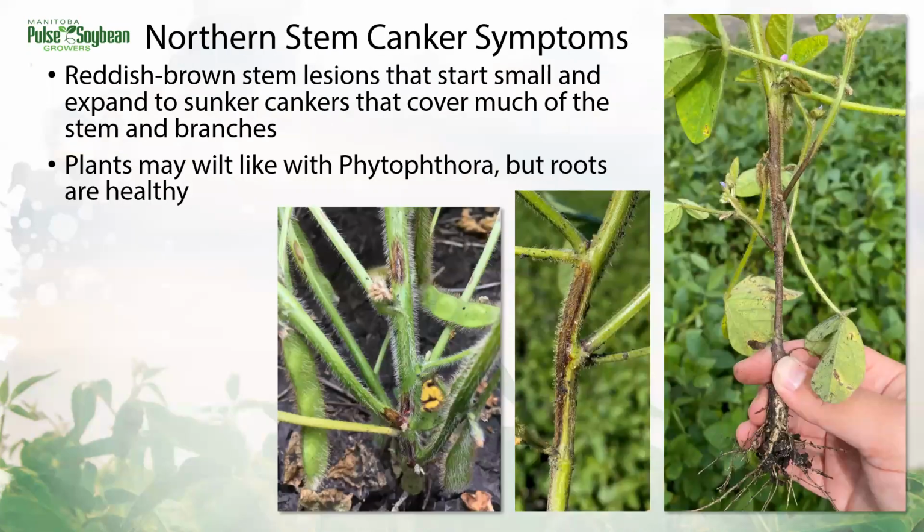And then for northern stem canker, to be aware of that one, this disease starts as small reddish brown lesions on the stem, and then as they expand across the plant, they form larger sunken cankers, and it can infect most of the plant. It can also look a lot like Phytophthora because plants might wilt, but when you try and pull those plants out of the ground, the roots are still healthy, and that's one of the clues that it's something else.